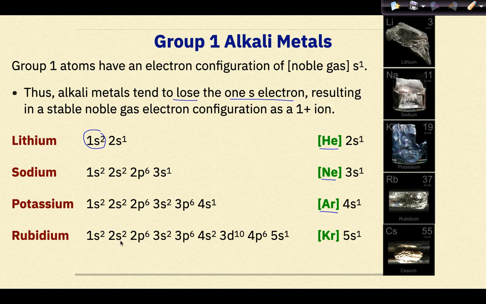Rubidium, 1s2, 2s2, 2p6, 3s2, 3p6, 4s2, 3d10, 4p6, 5s1, where the noble gas core is represented by the electron configuration of krypton, and the 5s1 represents the valence electron of rubidium. So what you should recognize here is that when you write these electron configurations using the noble gas cores, the only electrons that you see outside of the noble gas cores are representing valence electrons. And this is a pattern that we're going to see in upcoming slides.